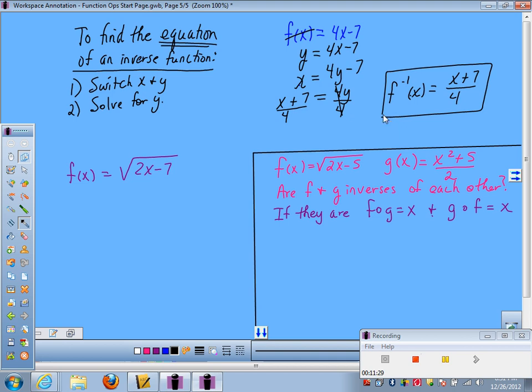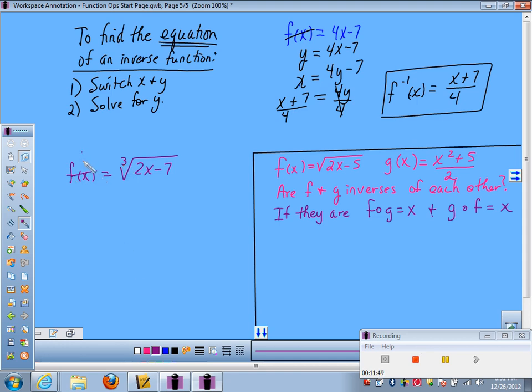Okay, another one here. Actually, I think I'm going to change this and make this into a cube root just for fun. Cube roots as opposed to square roots, even though we haven't really worked with them a lot this year, give you a little pizzazz. Okay, if I say find the equation of the inverse, what do the two steps say I should do?